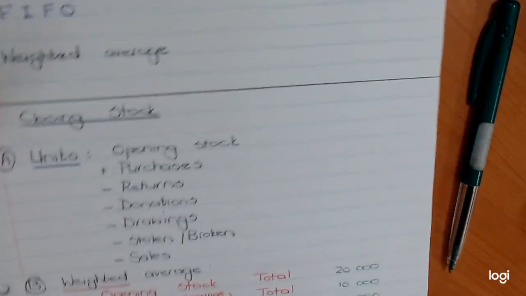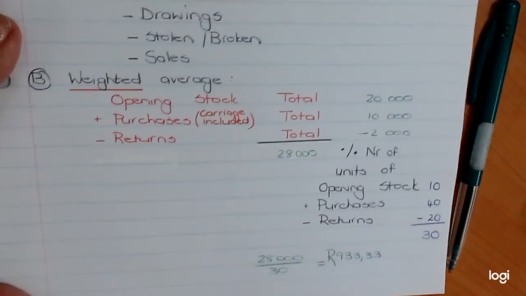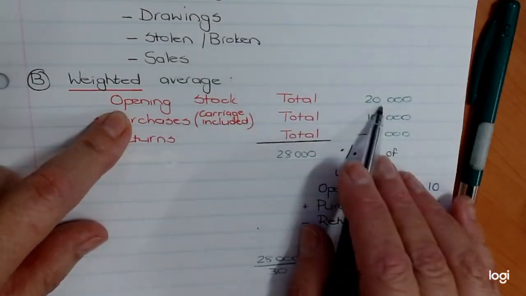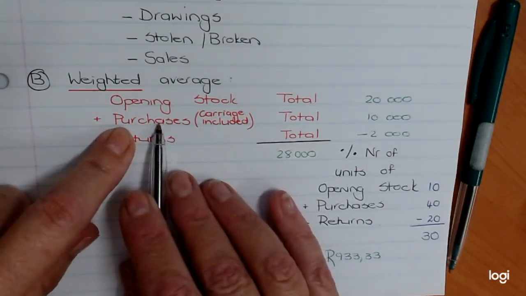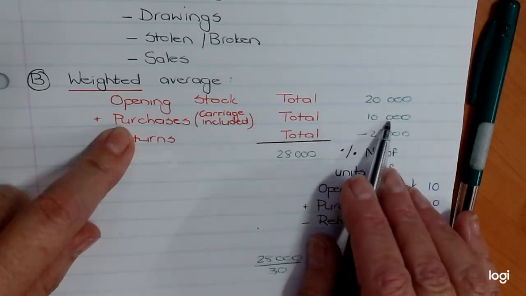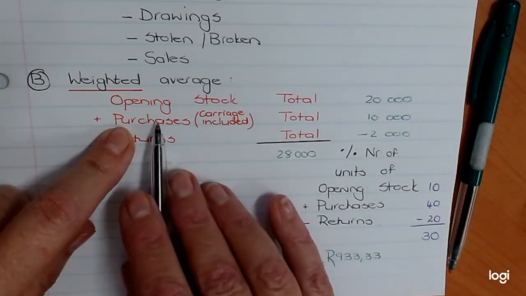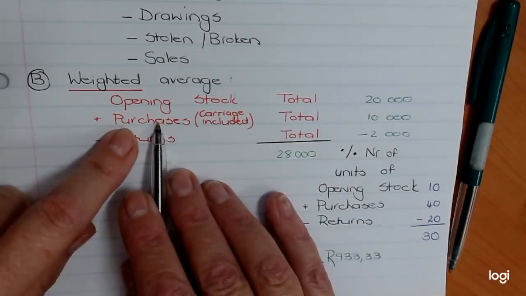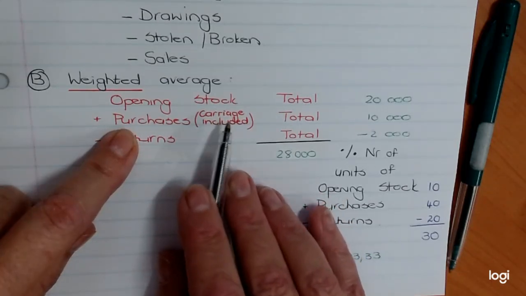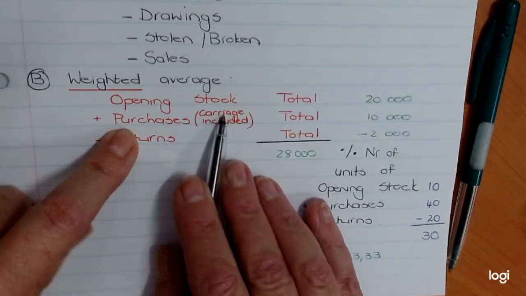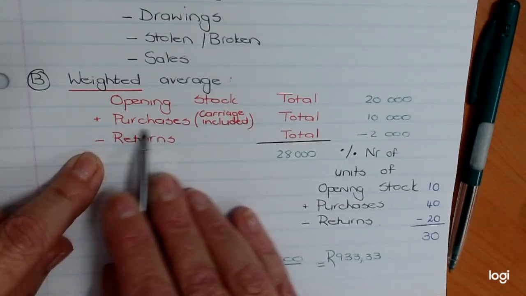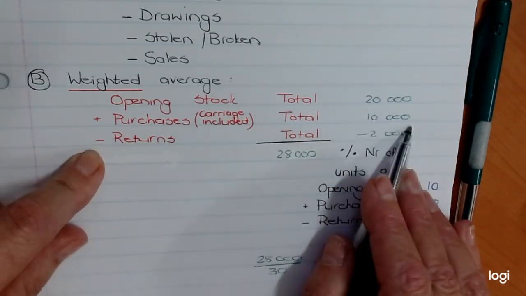Then, how do we calculate the average, weighted average amount? We take the opening stock total, and the purchases, in this example, the carriage is included in the purchases, the total. If the carriage is not included in the purchases, or nothing is mentioned about the carriage, then have a look and see if it's written on its own, because then you'll have to include carriage on purchases here, and you've got to add that as well as a total.